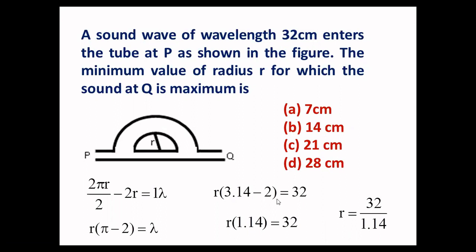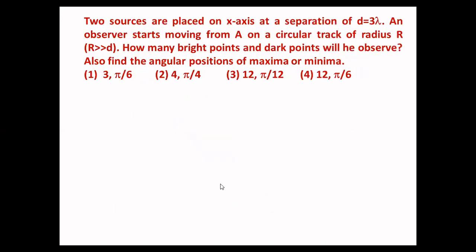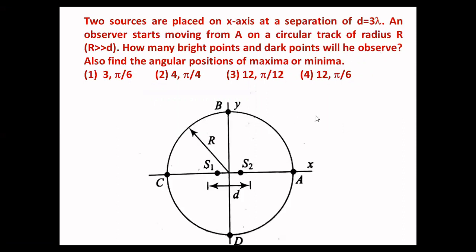For the understanding of interference, you see here, two sources are placed on the x-axis at a separation of d equal to 3 lambda. So over the x-axis you place two sources and they should be separated by 3 lambda, where lambda is the wavelength of those sources, whether they are light sources or otherwise. An observer starts moving from A on a circular track of radius r much greater than d. How many bright points and dark points will be observed? Also find the angular positions of maxima and minima.